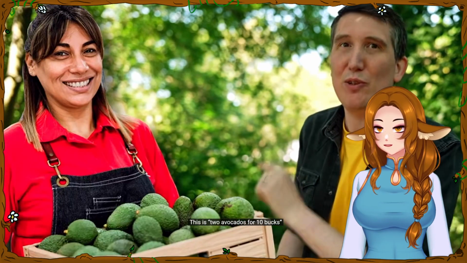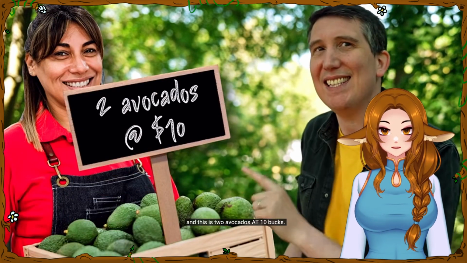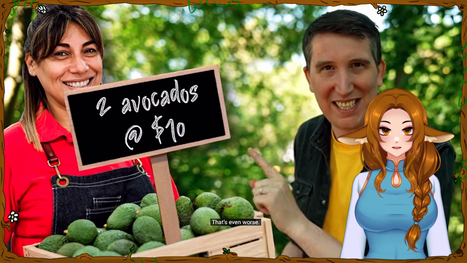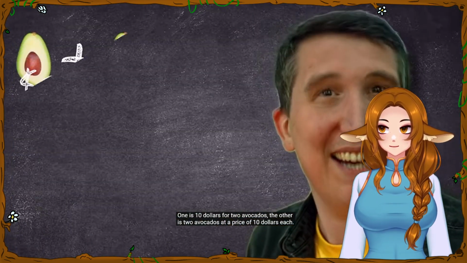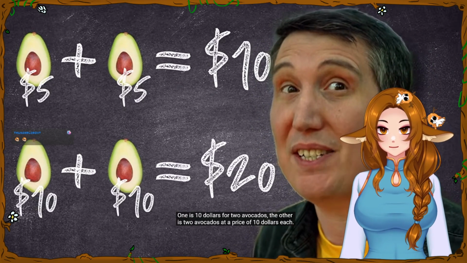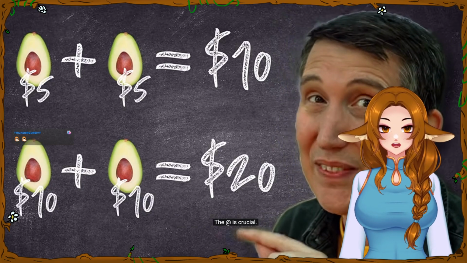This is 2 avocados for $10. That's not very good. And this is 2 avocados at $10. Hmm, even worse. One is $10 for 2 avocados. The other is 2 avocados at a price of $10 each. The at is crucial.